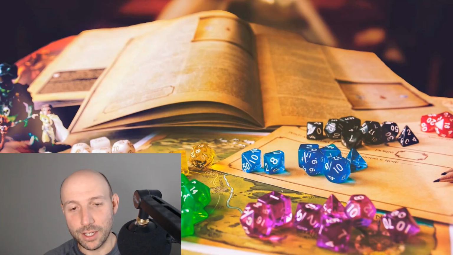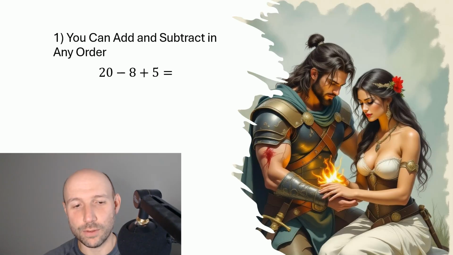Most of the calculations in the game do have to do with magical combat situations. So let's go. First rule of order of operations. You can add and subtract in any order. For example, let's say a warrior has 20 hit points and receives 8 damage, but is magically healed for 5 damage. How many hit points will they end up having as a result?